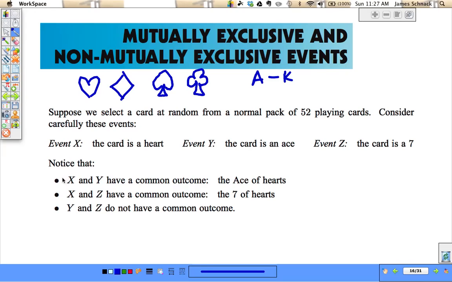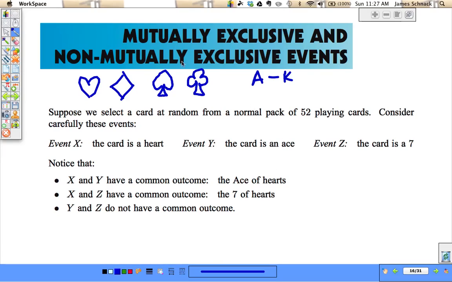So notice that event X and event Y have a common outcome, the ace of hearts. Ace of hearts fits into both X and Y. X and Z also have a common outcome, and that common outcome would be the 7 of hearts. The 7 of hearts is both a 7 and a heart at the same time. But Y and Z don't have any common outcomes. There are no cards that are aces and 7s at the same time.